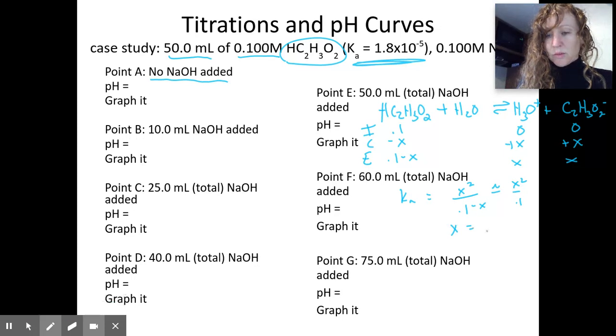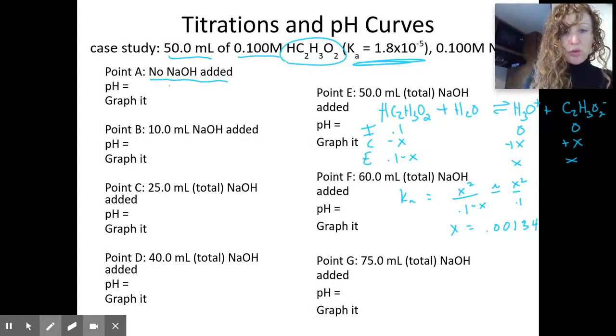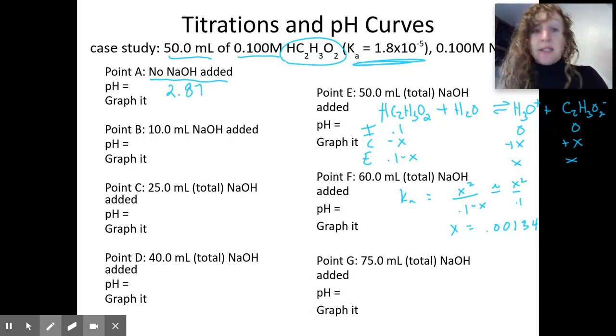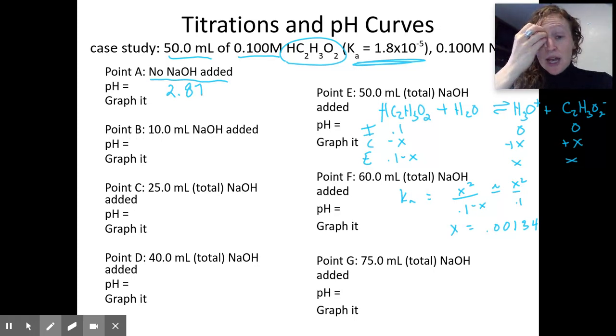X equals 0.00134. Take the negative log of that, and my pH is 2.87. Okay, so when there's only weak acid present, I just have a very normal weak acid dissociation reaction. Okay, let's look at the next point, point B.